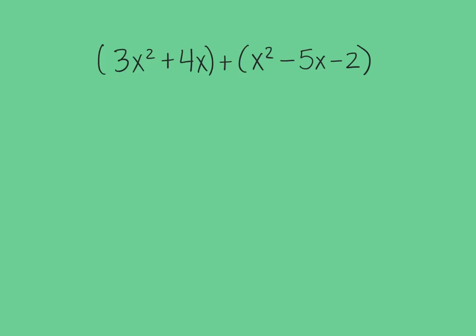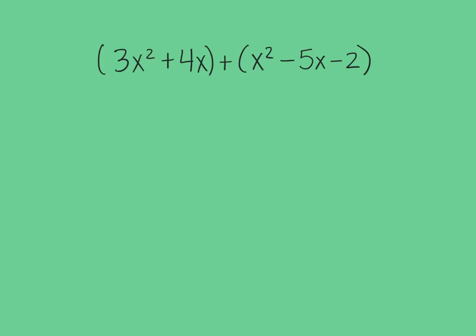So again, we're adding these 2 polynomials, but this time one of the polynomials has some subtraction in it. So that's going to slightly change how we do things, but the general idea is still the same. We're adding these 2 parentheses together. So this addition will apply to everything inside the parentheses.